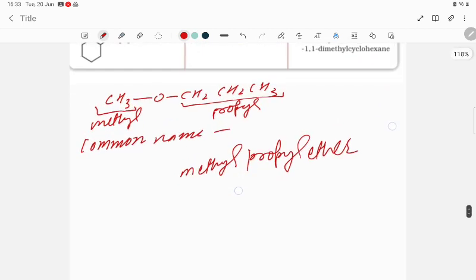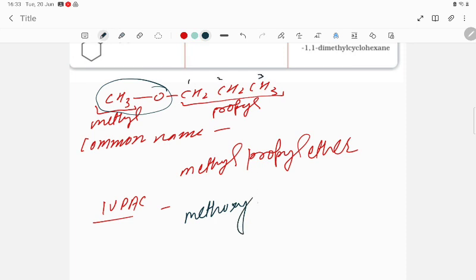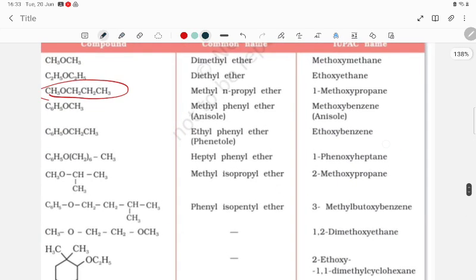Now student, if I ask for the IUPAC name, what will it be? The smaller one will be the prefix. That will be methoxy, then 1, 2, 3 carbons, so prop, with single bond: methoxypropane. Now check it in the NCERT book: methyl propyl ether, methoxypropane.